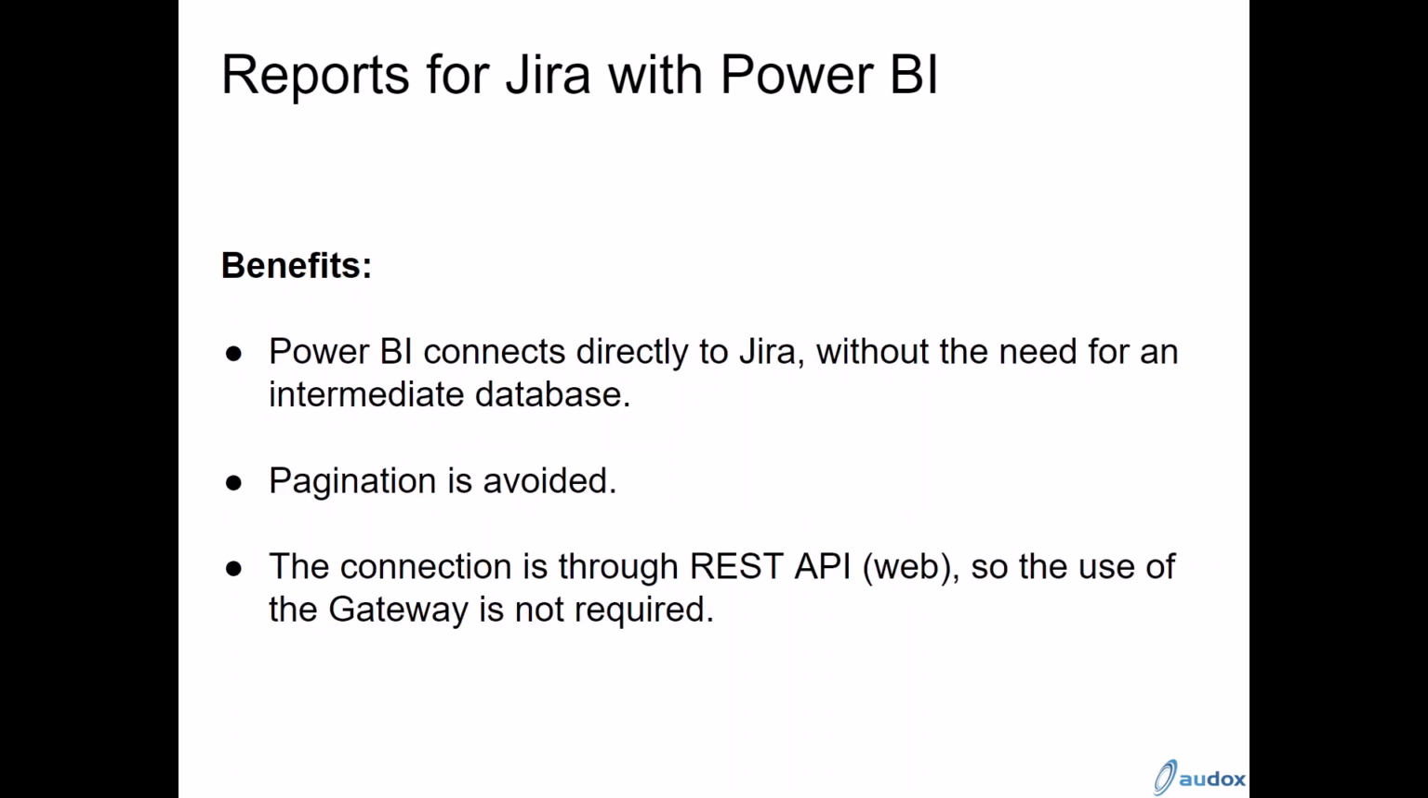Among the multiple benefits, Power BI connects directly to Jira without the need for an intermediate database. Also, pagination is avoided. The Jira API brings the data in batches of 10, 50, or whatever you prefer. Later in the video, we'll use a batch of 100, but you can change it as needed. Also, it's important to mention that the connector brings all these batches, then joins the data in a large array and passes it to Power BI entirely. So Power BI receives 100% of the data.